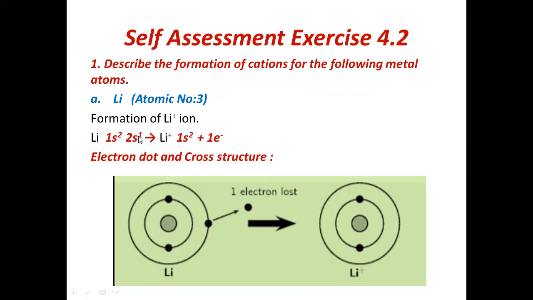In order to complete it, it needs one more electron, but as lithium is a metal, and metals always lose electrons, they have low ionization energy. So lithium will lose one electron, and then the inner shell will be 1s2, which is completely filled. So you can see one electron will be lost, and then there is no need to mention that one electron in this ion form.